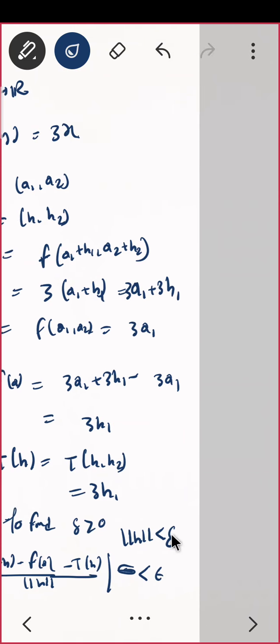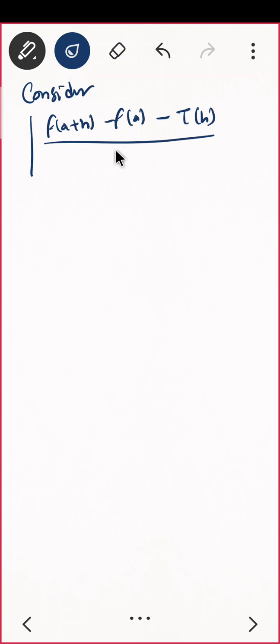So let us do the consideration part. Consider norm of f of a plus h minus f of a minus T of h, and divide by norm h. Correct? What do you get here? Let us substitute everything. You are getting this as 0. 0, that is already less than epsilon. So this is true for every epsilon. So मुझे delta choose करने की ज़रूरत ही नहीं. I'm getting this as 0. Do you agree? Hence, what is my conclusion?